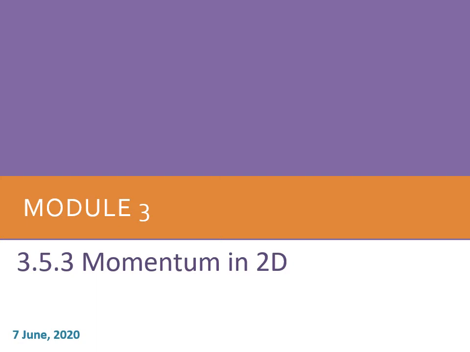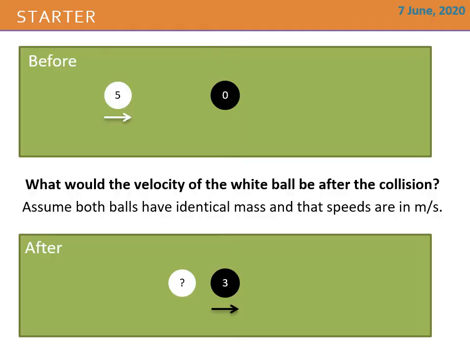Hello students, today we are going to learn about momentum in two dimensions. This is the topic of module 3.5. We have done linear momentum, momentum in one direction, and impulse, and this is the third lesson about momentum when we talk about two dimensions. Have a look at this question.